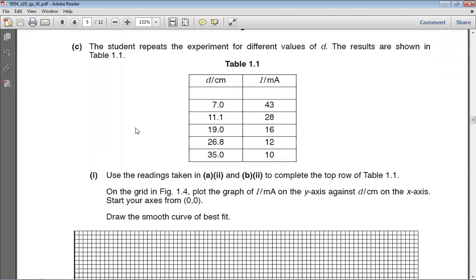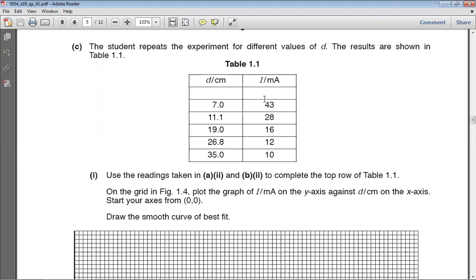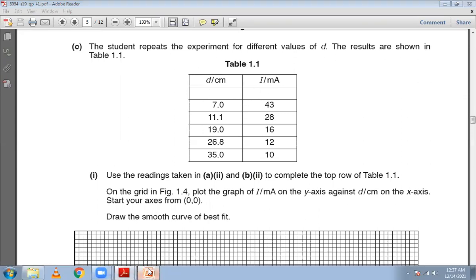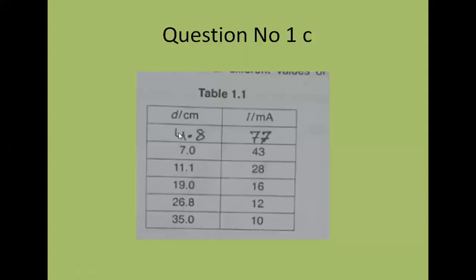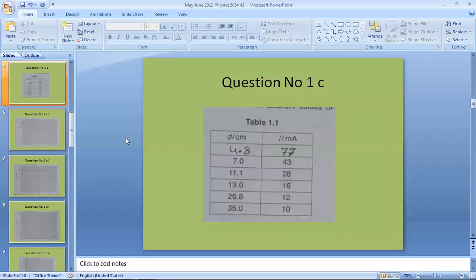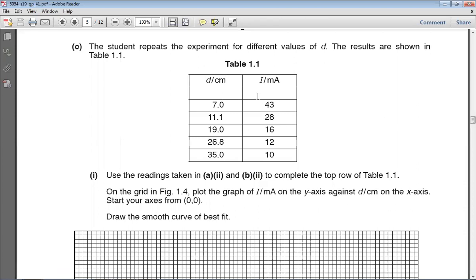C part: the student repeats the experiment for different values of D. The results are shown in table 1.1. How much was the D value? We just calculated it. You enter the D value here and the I value here. Let me show you. The value of D was 4.8 and the value of I was 77 milliampere. So complete the table with 4.8 and 77.